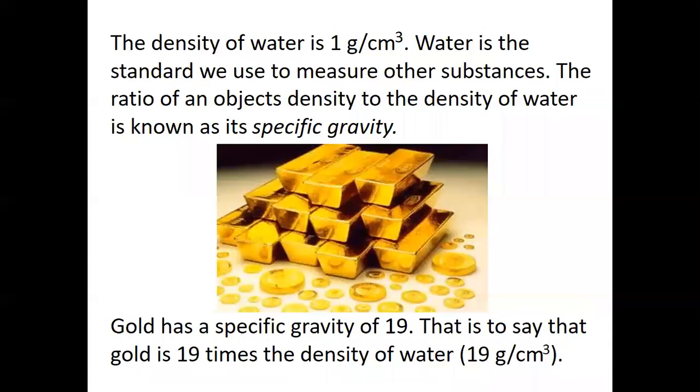The density of water is 1 gram per cubic centimeter. Water is the standard we use to measure other substances. The ratio of an object's density to the density of water is known as its specific gravity. Gold has a specific gravity of 19. That is to say that gold is 19 times the density of water, or 19 grams per cubic centimeter. That's why the miners were able to find gold by swishing it around in water. It was the thing that stayed in the bottom of the pan.